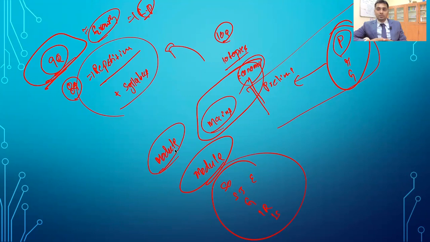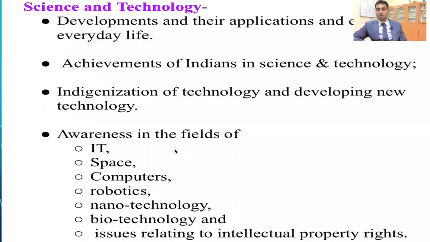So my weightage so far: I have seen essay writing, GS1, GS2 and GS3. Economy is the easiest one so far that I have seen in mains 2022. Let's go to the second component, that is science and technology. This is development and applications, achievements of India in science and technology, indigenization of technology, awareness in the fields of IT, space, computers, robotics, nanotechnology, biotechnology, and issues relating to intellectual property rights.